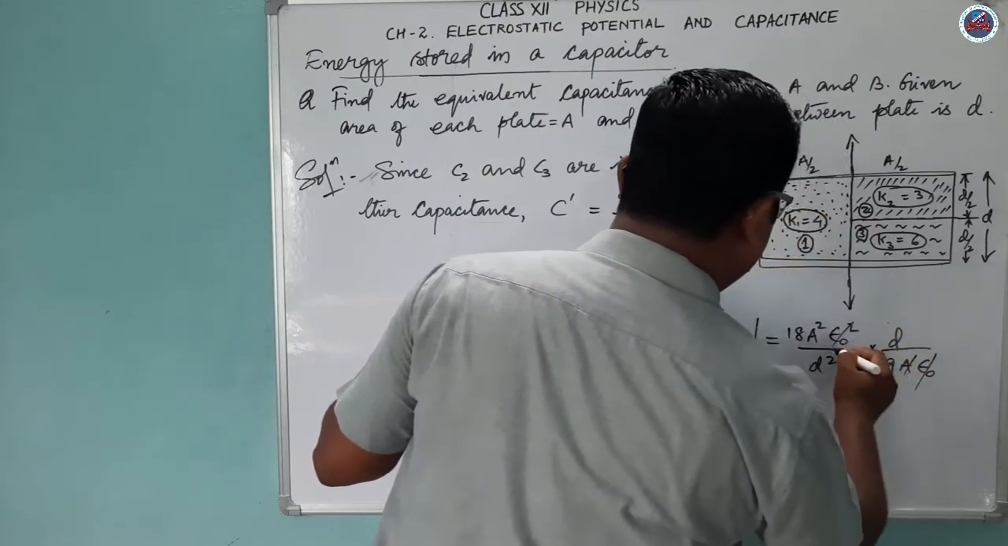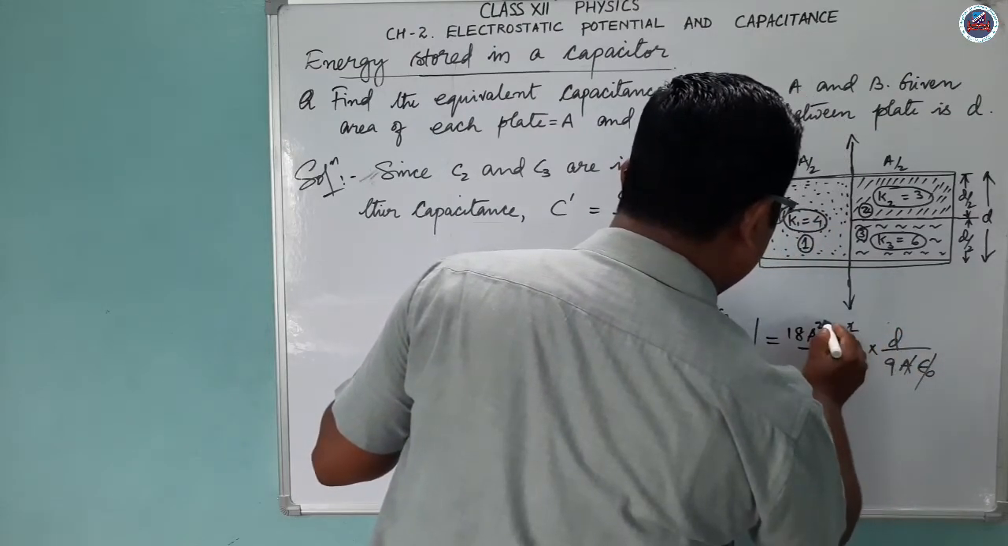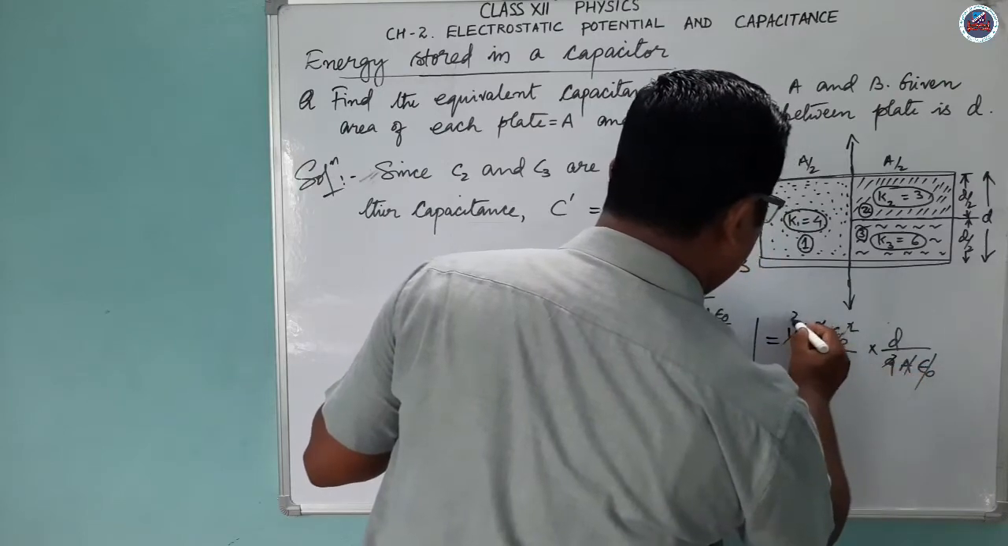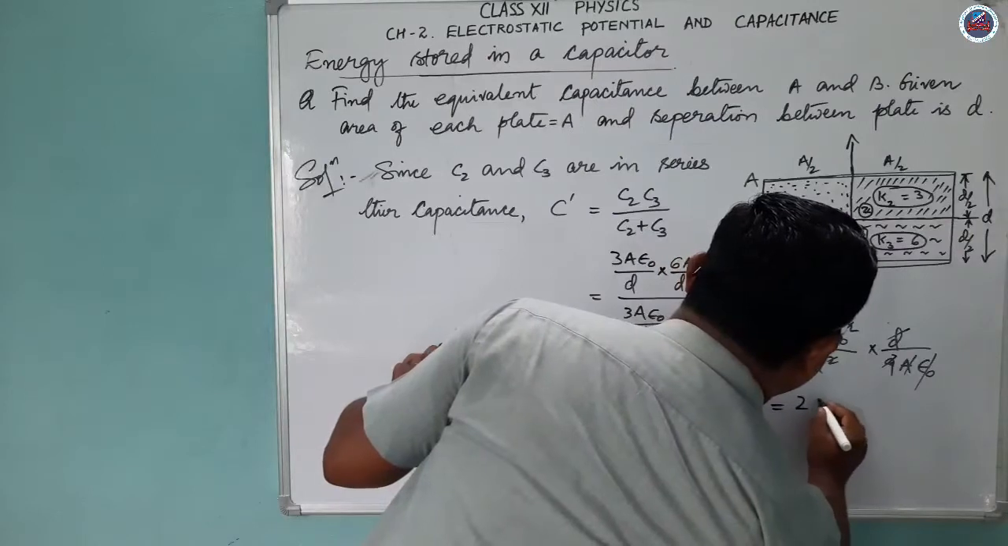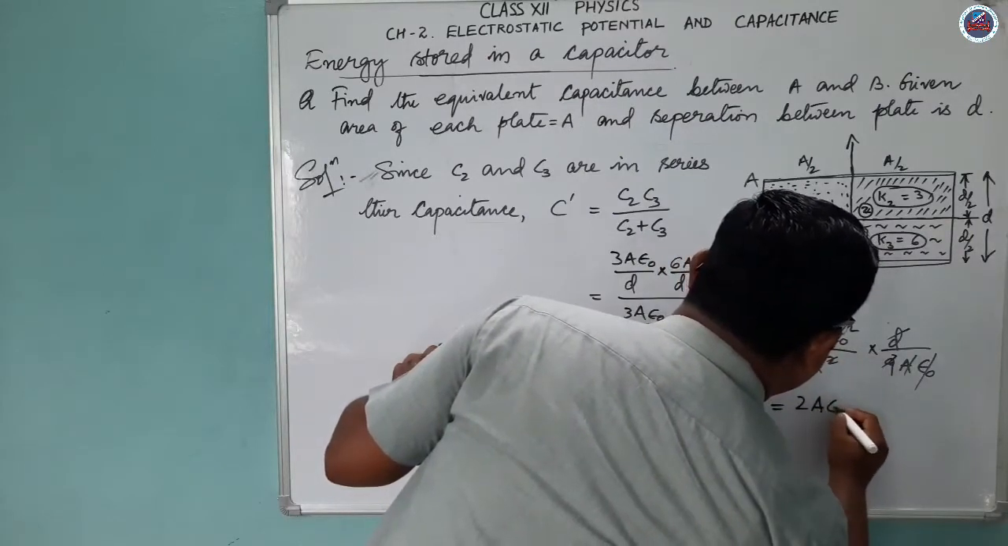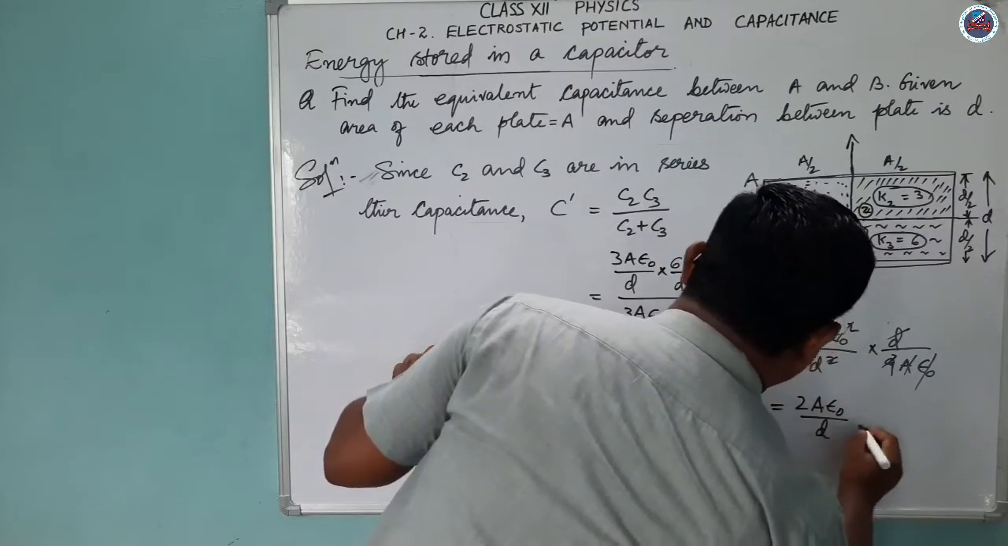A epsilon naught one time you can cancel out. 18, 1d also you can cancel out. So ultimately you will get 2a epsilon naught divided by d.